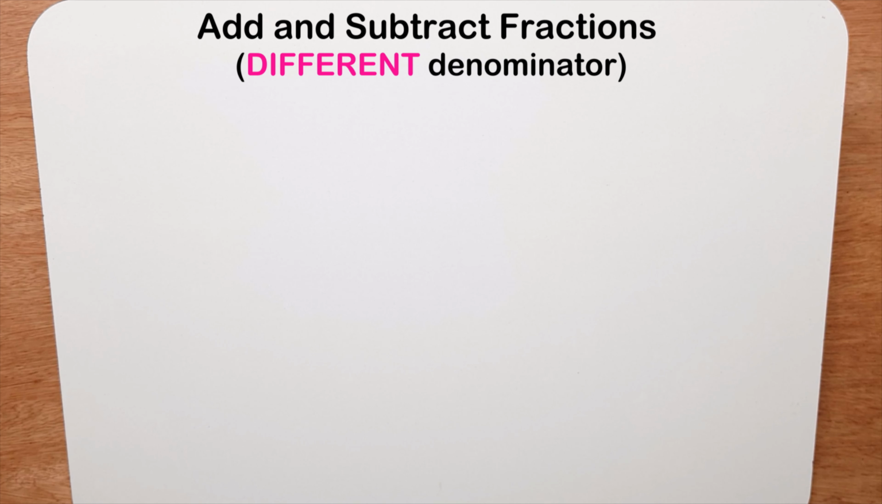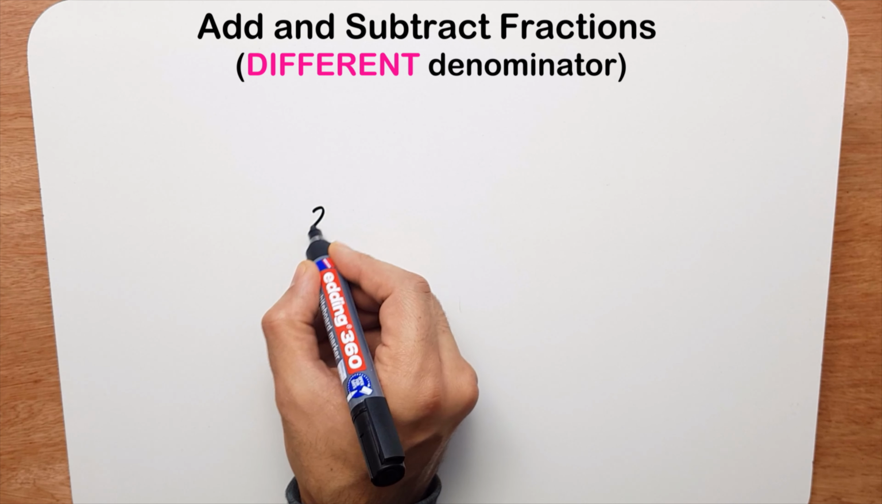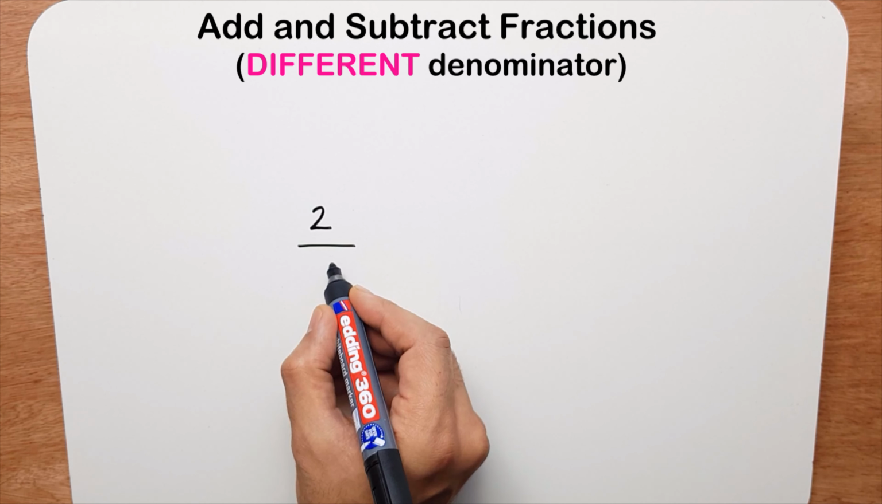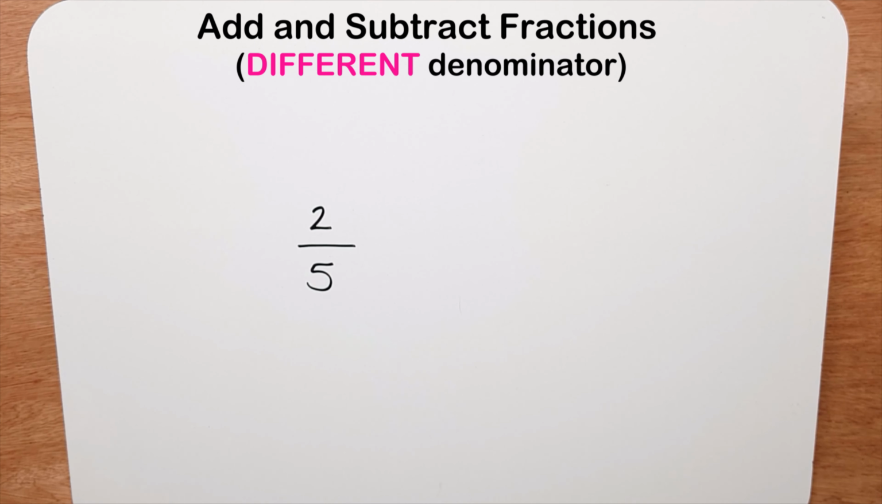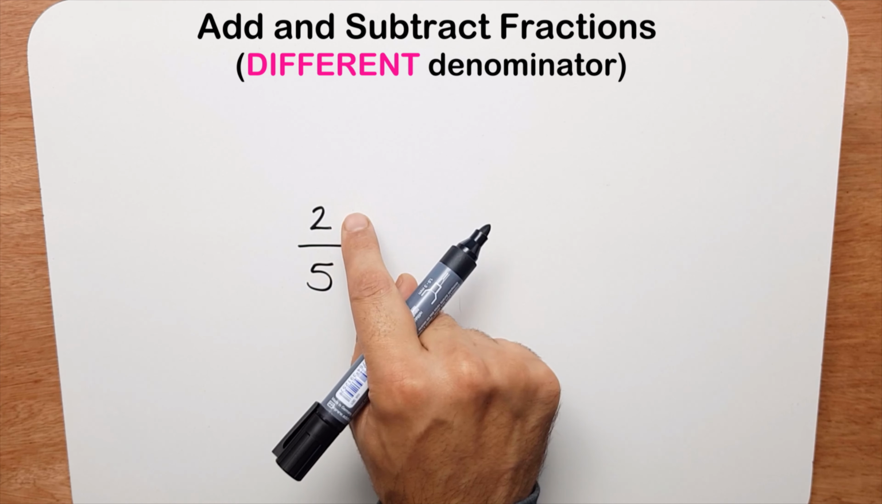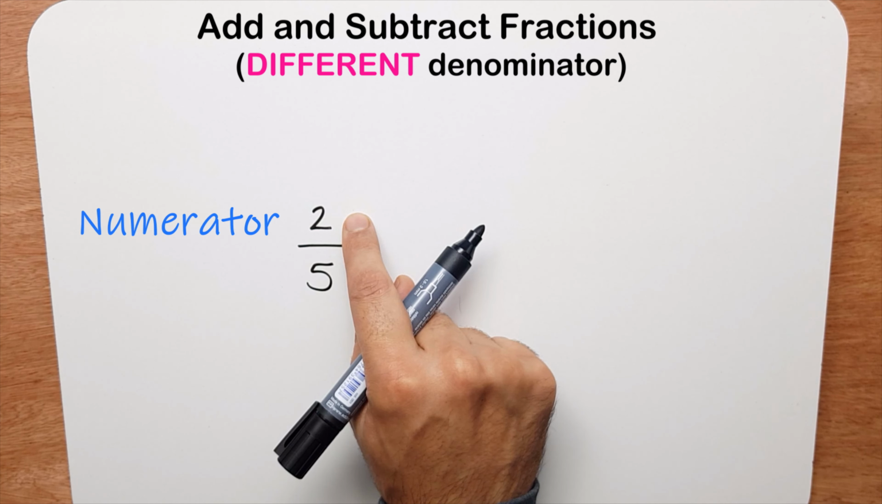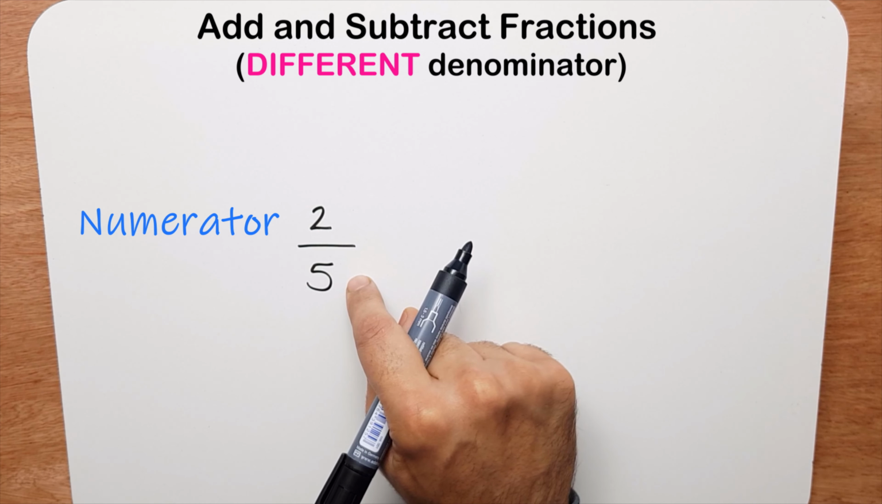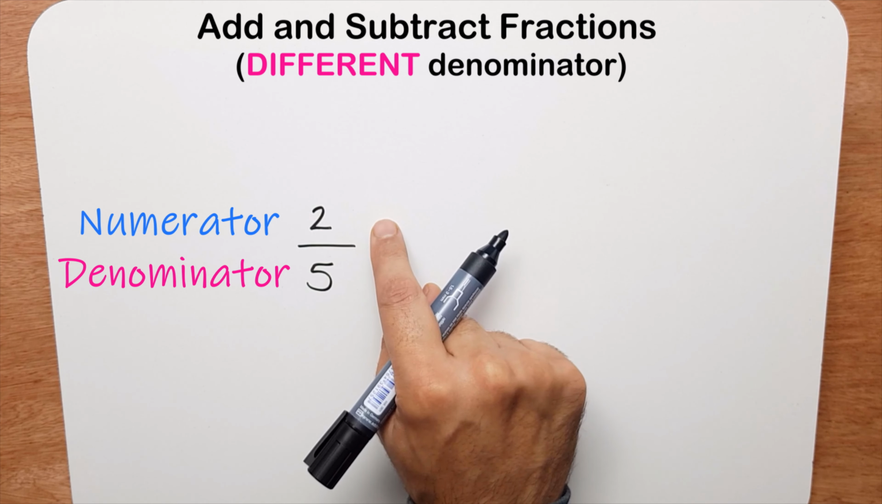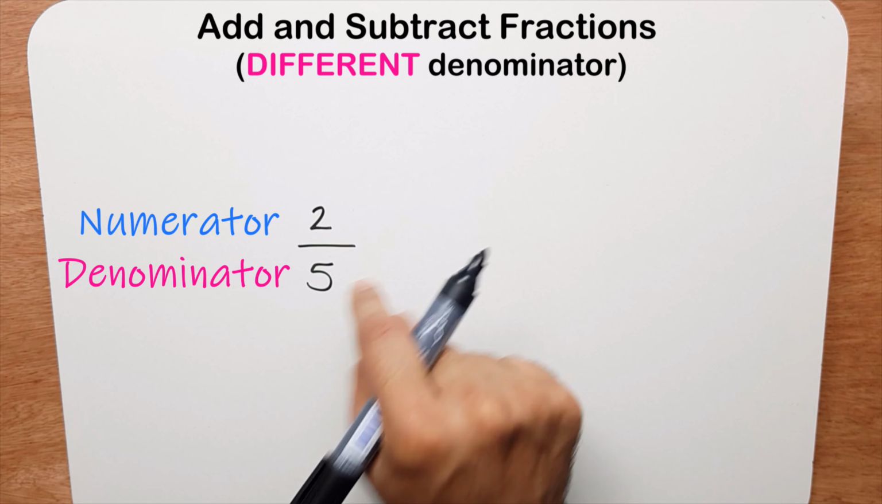In this lesson, we're going to look at adding and subtracting fractions, but with different denominators. So again, let me look at this. If I said to you, I have 2/5, the top number is the numerator and the bottom number is the denominator. Try to learn these two words.